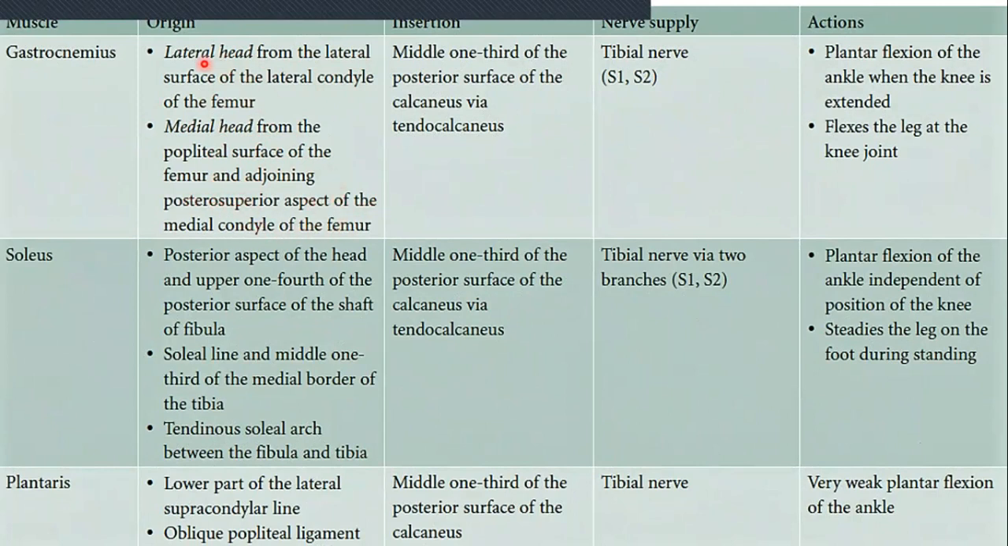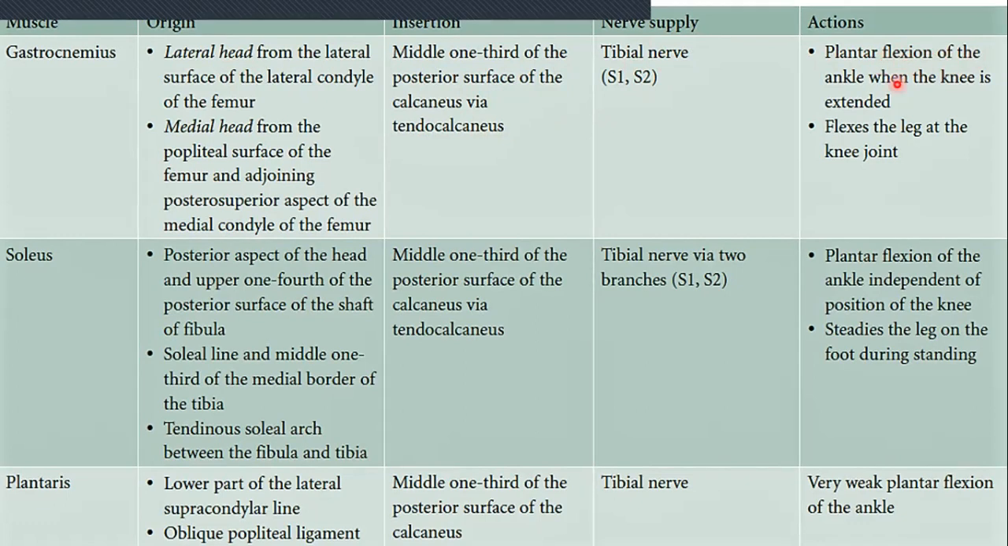Now, in some people, in the tendon of origin of the lateral head, we will find a sesamoid bone known as the fabella. Then it is inserted into the middle third of the posterior surface of the calcaneus via the tendocalcaneus, or the calcaneal tendon, or the Achilles tendon. It is supplied by the tibial nerve.